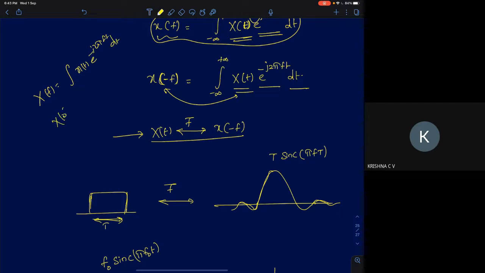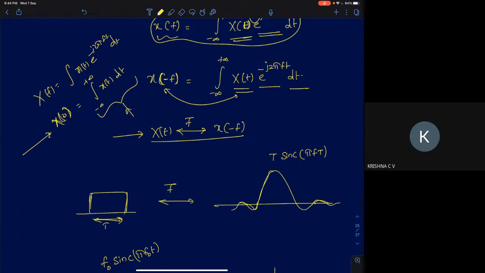What is X of 0? If I'm trying to compute X of 0, what do I get? If you substitute f equal to 0, I get this integral. What is this value? That's the average value, or the area, of the function x of t. Okay, it's the area under x of t. For an energy signal, we can also call it an average. For a periodic signal, you'll have to do 1 by t. For an energy signal, you can call it the average. So that's the DC term. At f equal to 0 is the DC term. That value is simply given by this.